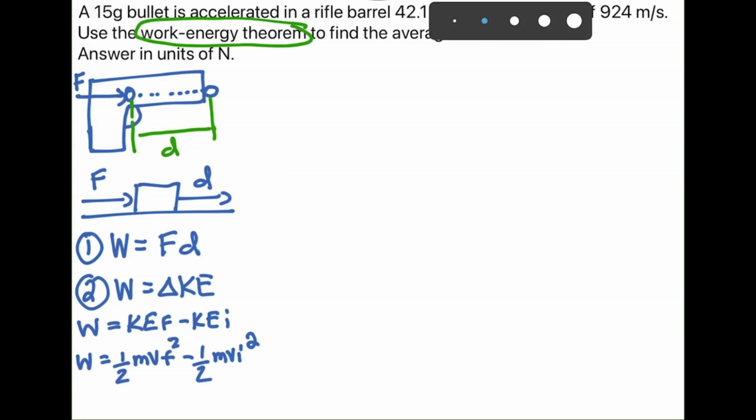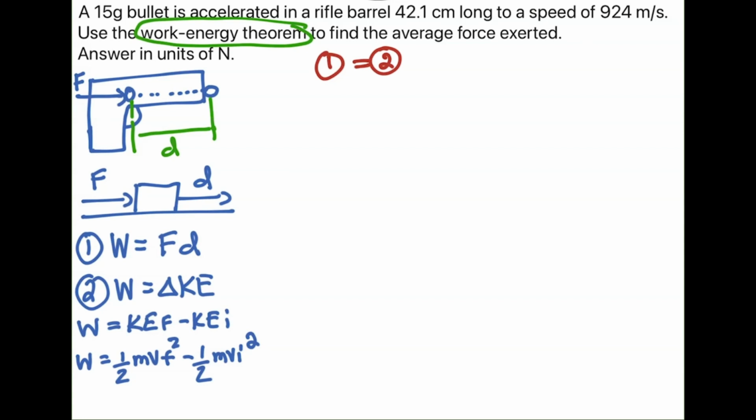So next, now that we have two different definitions of work, we can take the two equations and set them equal to each other. So we can write force times displacement equals 1/2 mass times velocity final squared minus 1/2 mass times velocity initial squared. And then let's just go ahead and write out what we know.